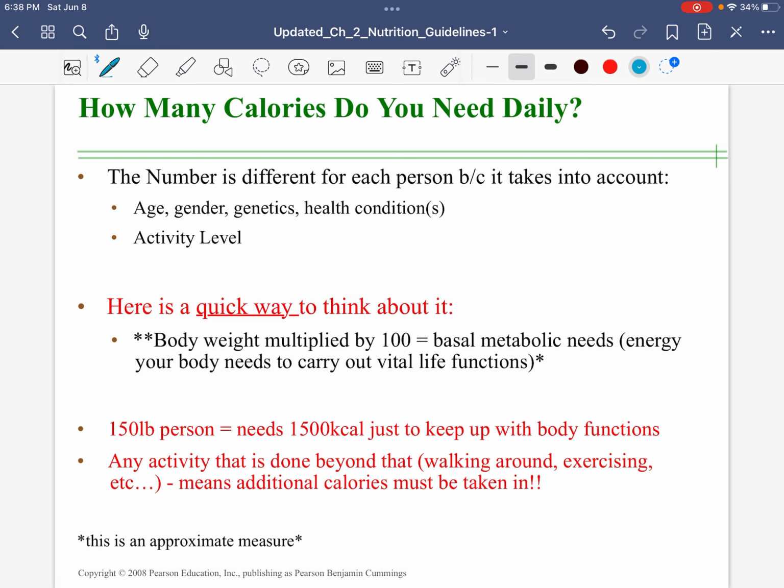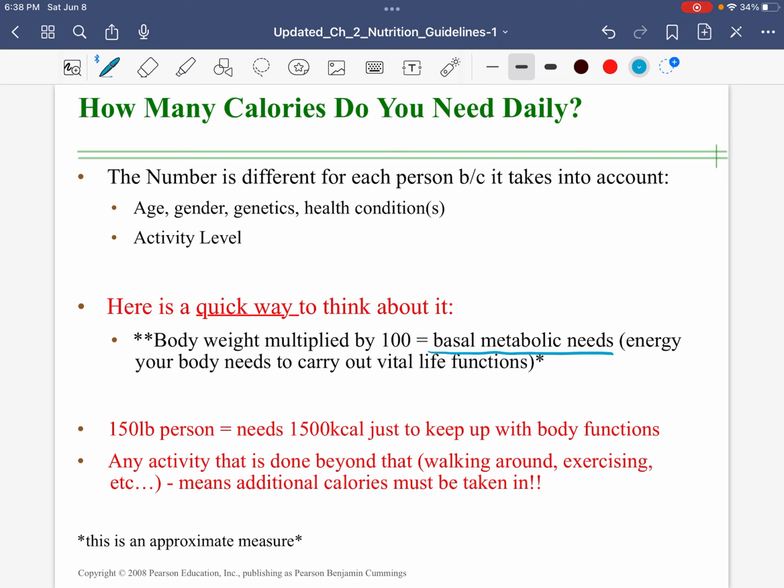If we wanted to be really quick and dirty, if we take our body weight in pounds times 10, that gives you a base number of roughly how many calories you need per day just for basal metabolism. We're going to talk more about this later. What that means is the calories your body needs just to carry out its life functions. In other words, the calories you need just to keep your body going, not including calories that you might need to walk around, to exercise.